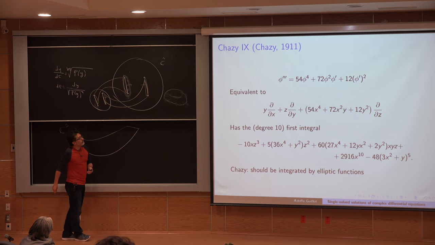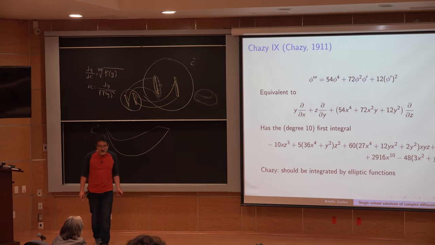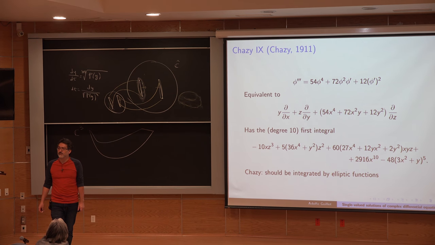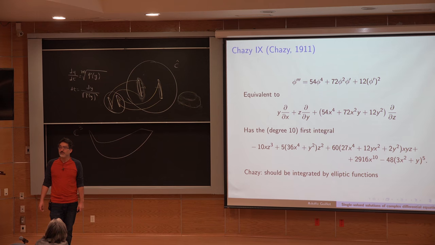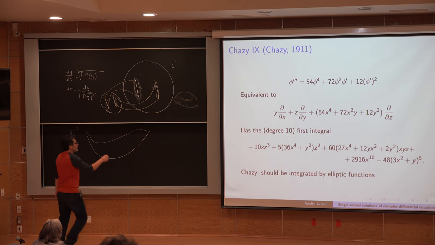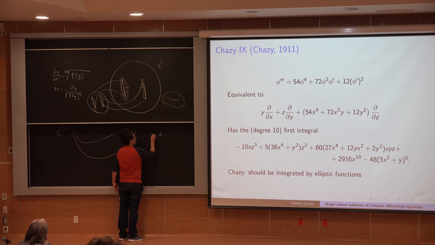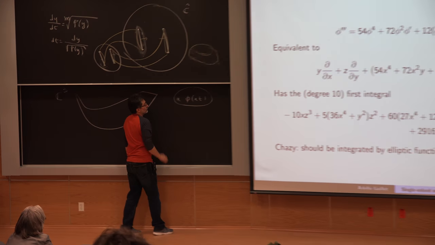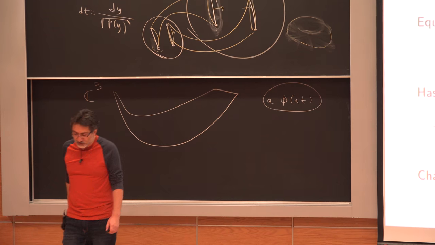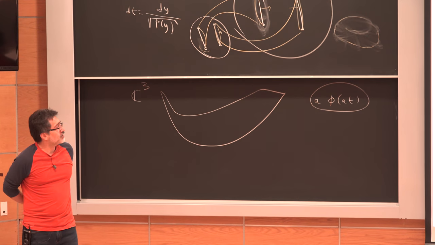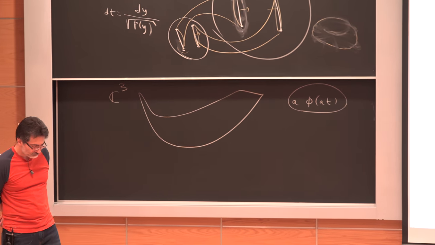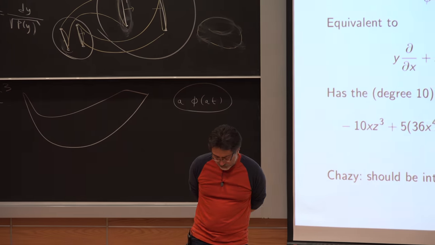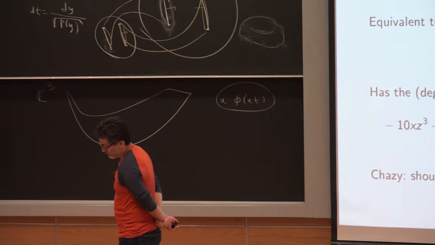And for this equation, Chazy did not know how to solve it. And he says, well, I think you might be able to solve it by elliptic functions. If you see this equation, if you make the substitution a phi at, you will get, again, a solution of this equation. It is homogeneous in that sense. And this is around 1911. And in fact, Chazy's work sort of stopped there.